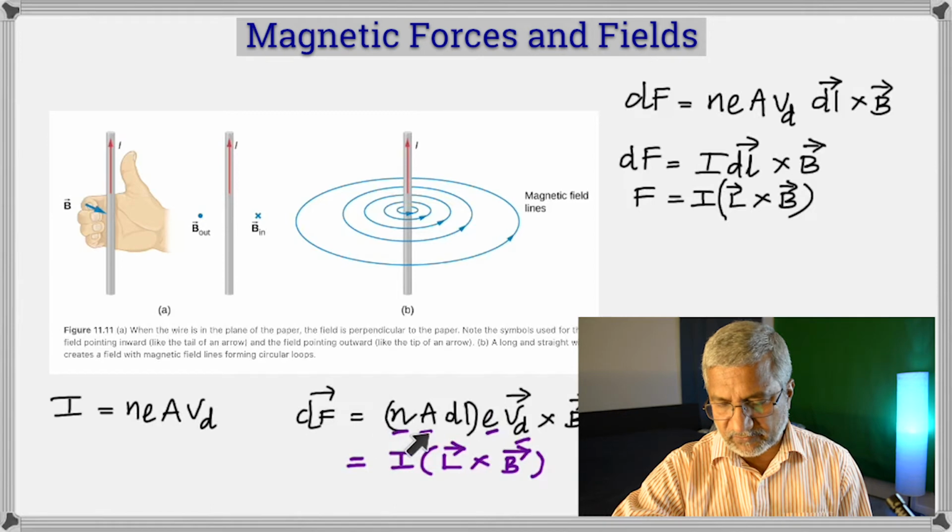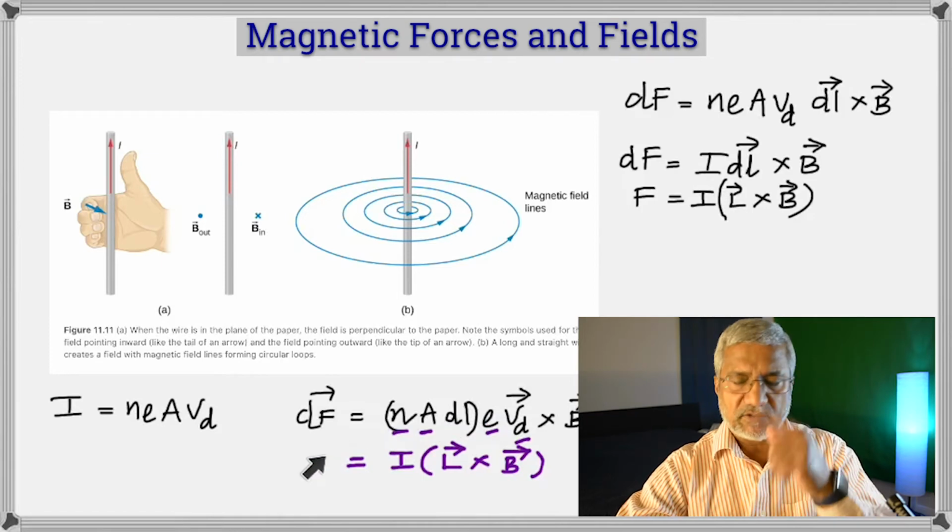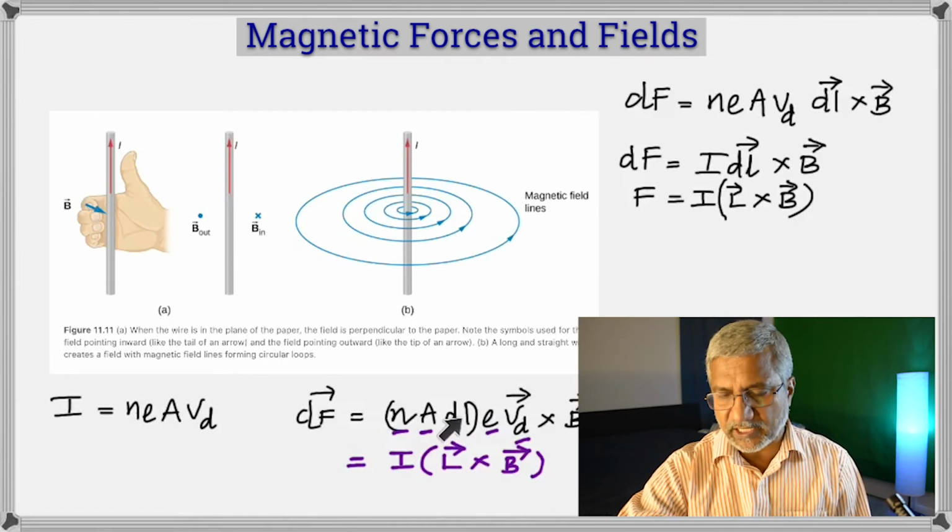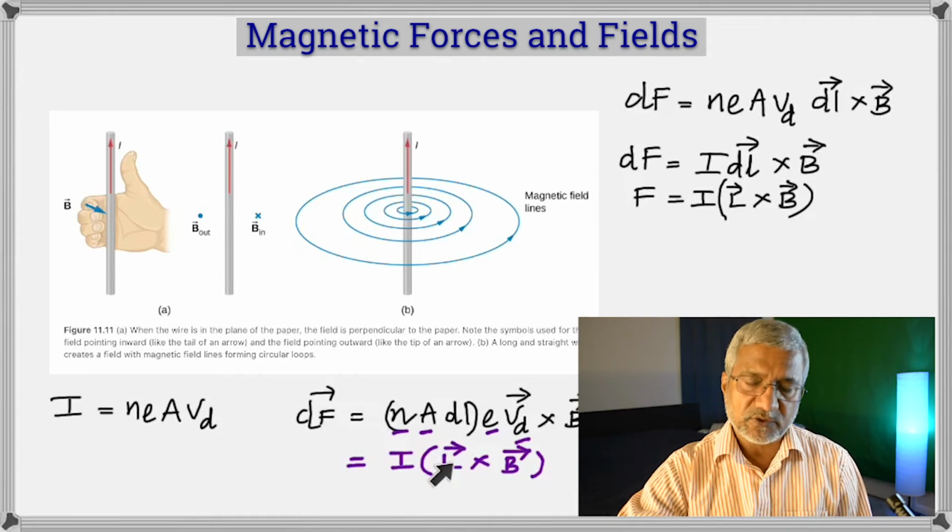And those that I've underlined, if you multiply those, you see, nAvde actually gives you I. nAvde is I. And then what you have is L cross B, because this is the small force acting on a small length. And if you want the total force acting on the whole length, the dl is going to become L. So that's the only difference.